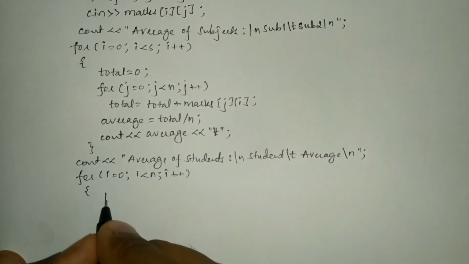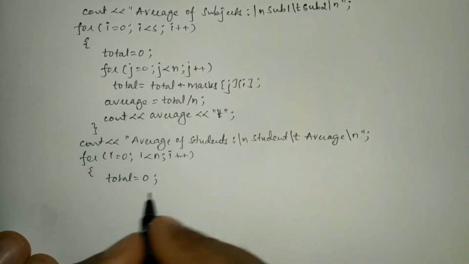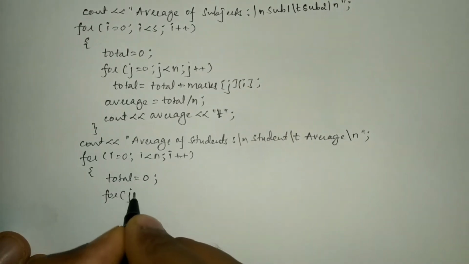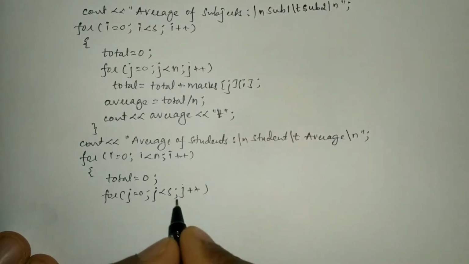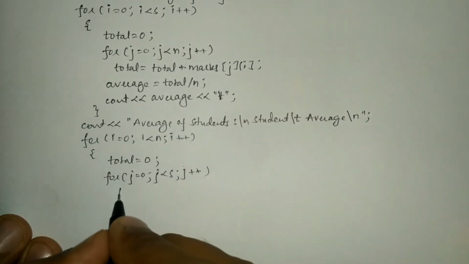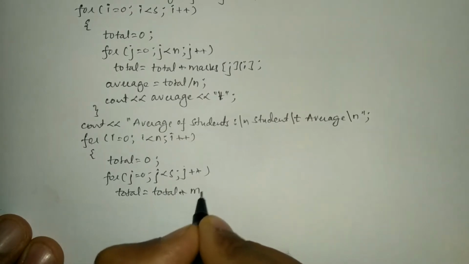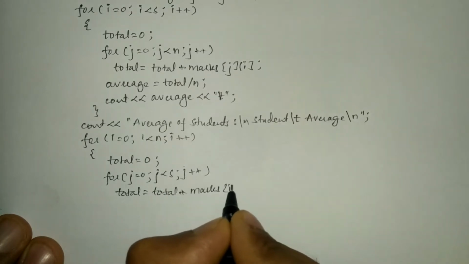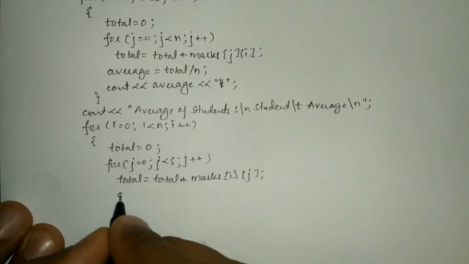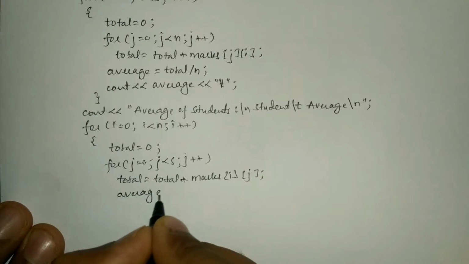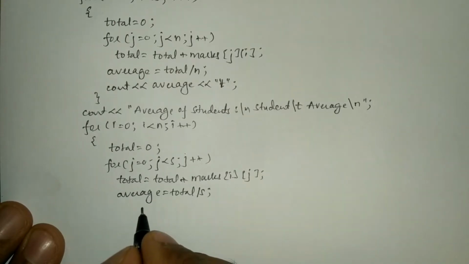So curly open brace, again set total is equal to 0, and now for j is equal to 0, j is less than s, and j plus plus. Now we are going to calculate total is equal to total plus marks of i j and put semicolon, and now we are going to calculate average is equal to total divided by s.